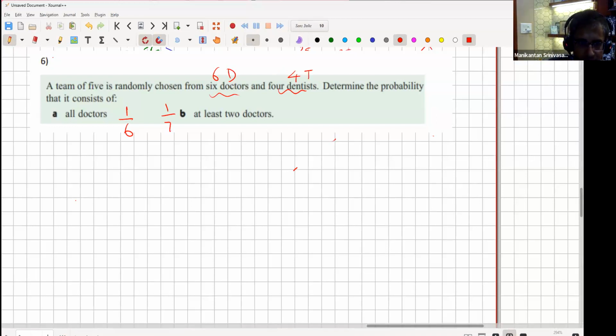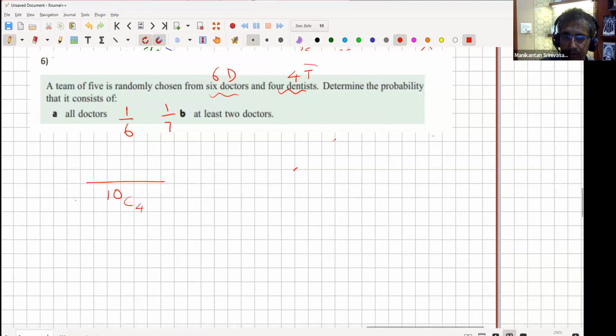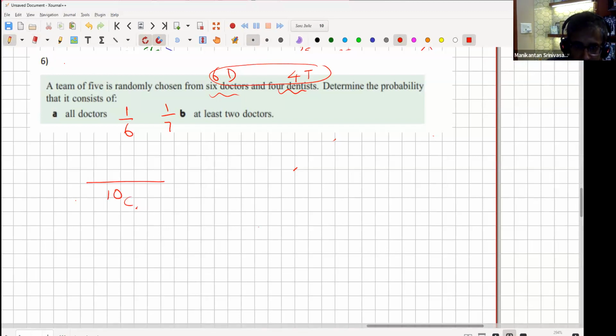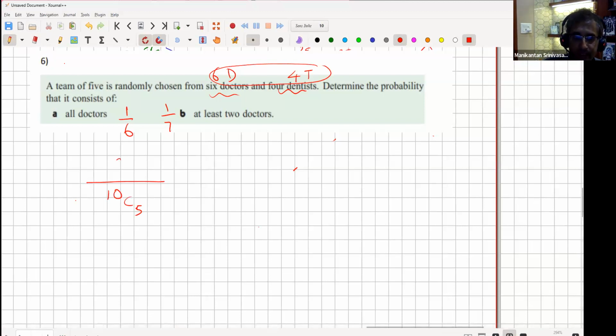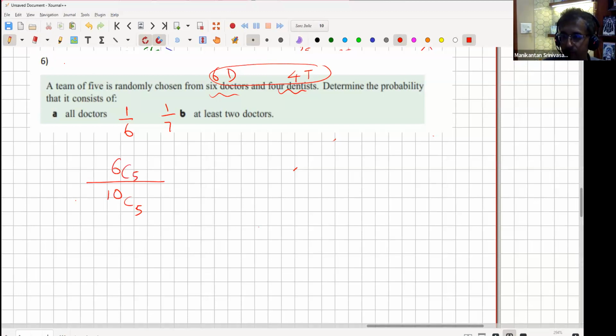So the denominator: there are 10 people, I don't care what their profession is, I have to choose 5 for the team. That's the number of ways in which I can select 5 out of these 10 people, so 10 choose 5. Now, the favorable cases are those where all of them are doctors, which means 6 choose 5 ways.